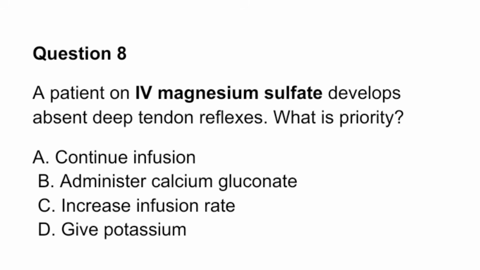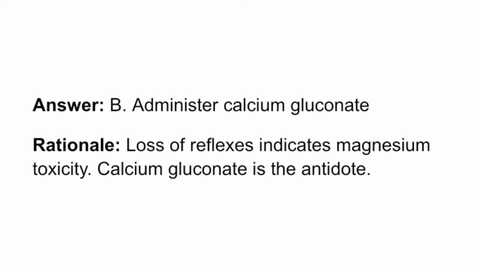Question 8. A patient on IV magnesium sulfate develops absent deep tendon reflexes. What is priority? A. Continue infusion. B. Administer calcium gluconate. C. Increase infusion rate. D. Give potassium. Answer B. Administer calcium gluconate. Rationale: loss of reflexes indicates magnesium toxicity. Calcium gluconate is the antidote.